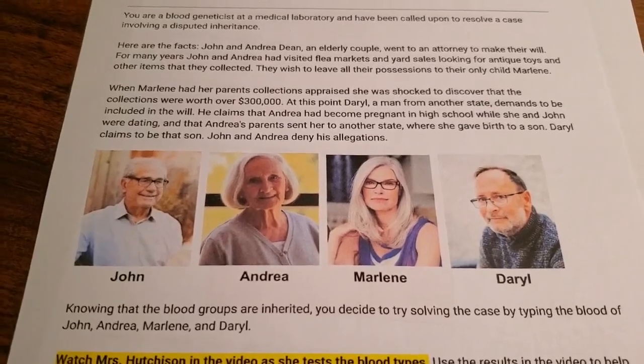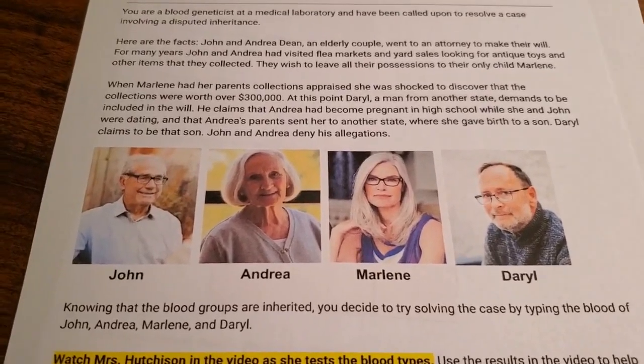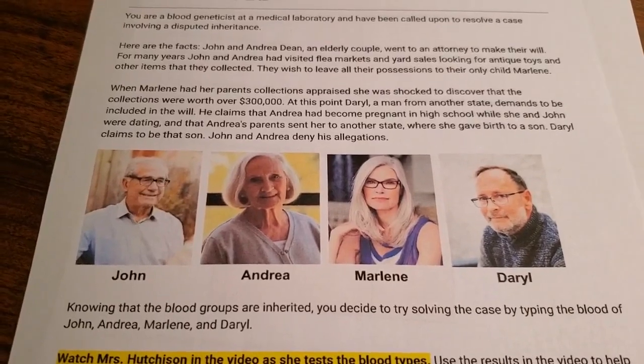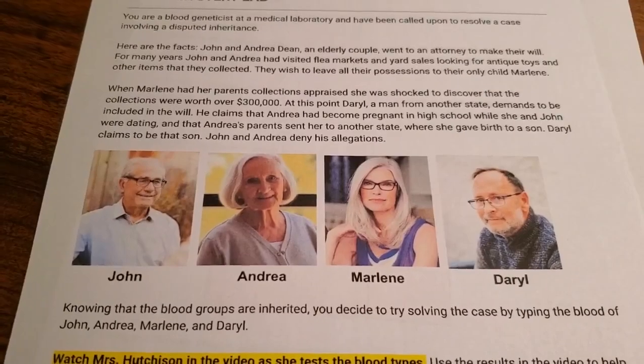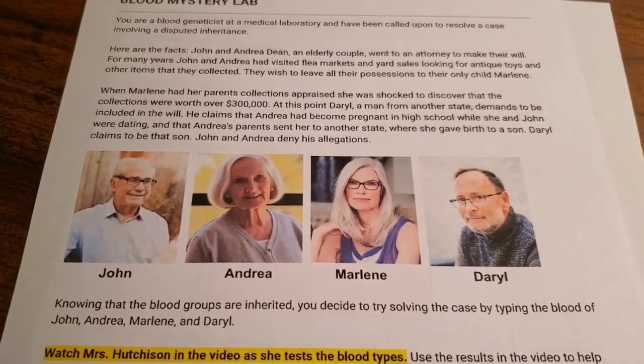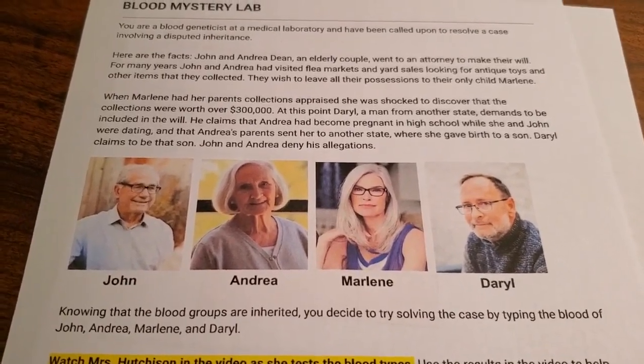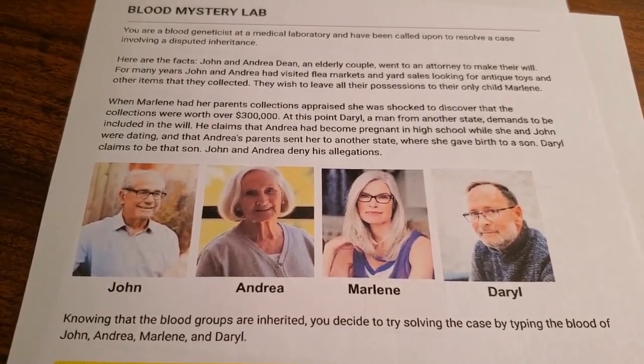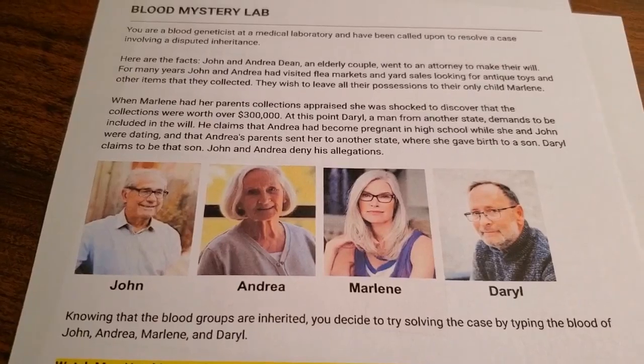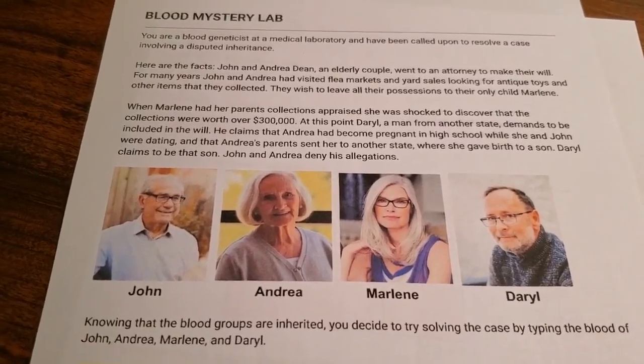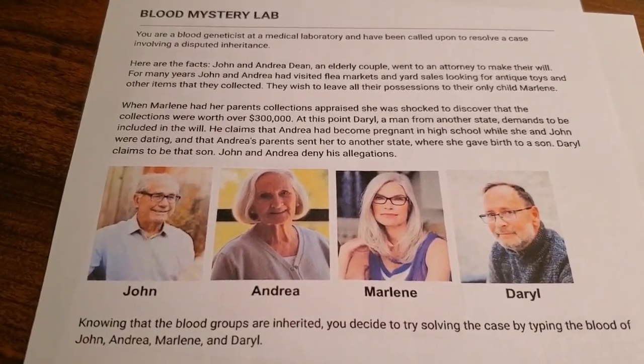One way is through a blood test. Now, this blood test could prove for sure he's not their son, or it could prove that he's possibly their son. Just because you have the same blood type or a blood type that would match John and Andrea doesn't mean he's automatically their son, but we could definitely prove if he's not their son. So that's the mystery we're going to solve.